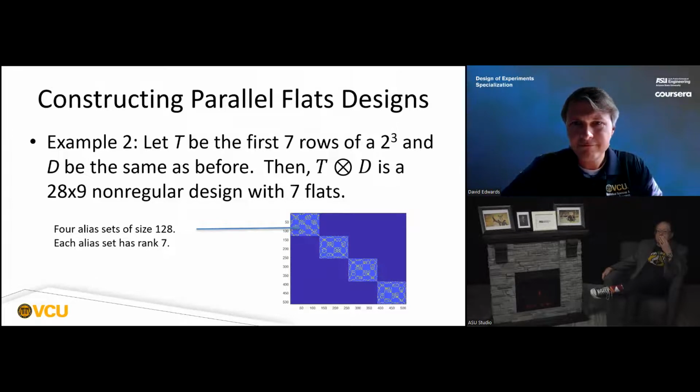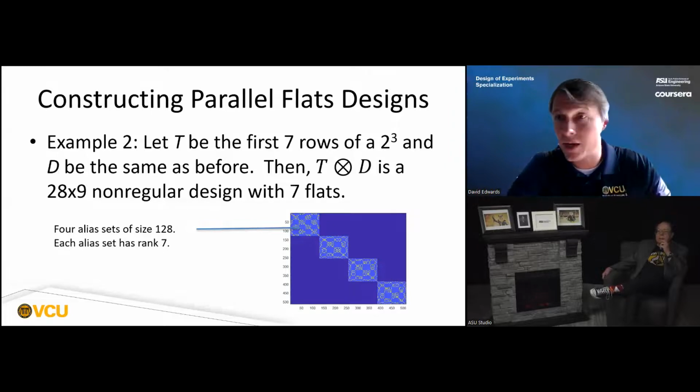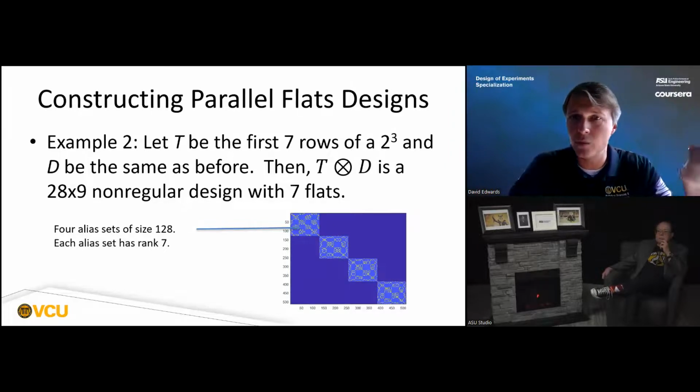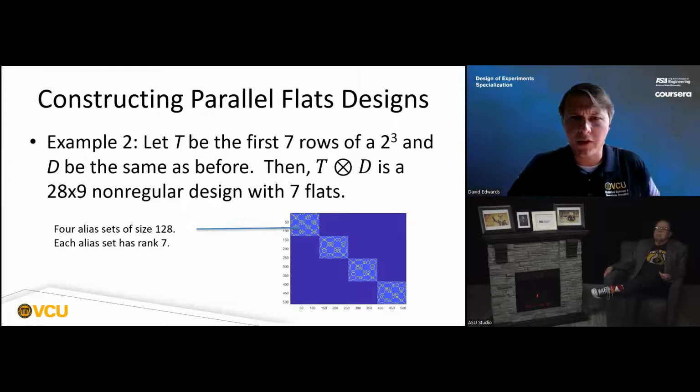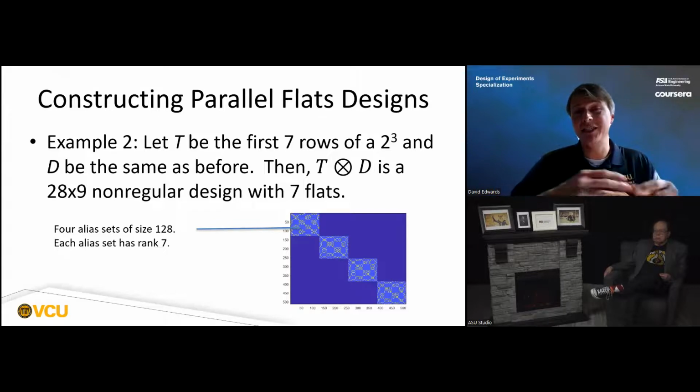And when you take that Kronecker product now, you get a 28 by 9 non-regular design with 7 flats. How does that happen? Because T has 7 rows, D has 4 rows, so 7 times 4 is 28. And then, of course, I've got 3 columns in T, and I've got 3 columns in D. That product is 9. So I get a 28 by 9 non-regular design. T was a 7 flat design, so T Kronecker D is 7 flat. So now you've got a 28 by 9 non-regular design.